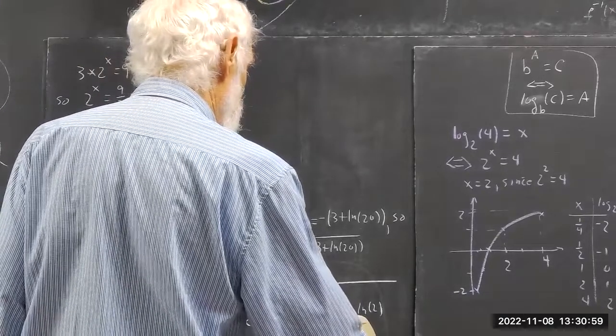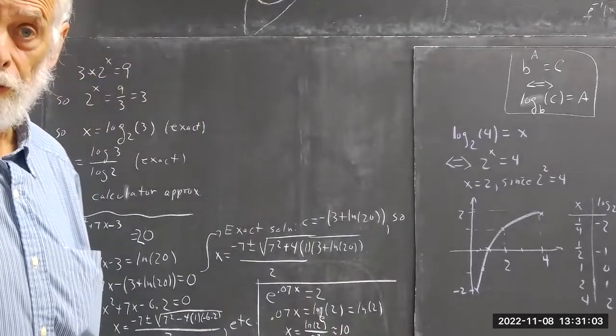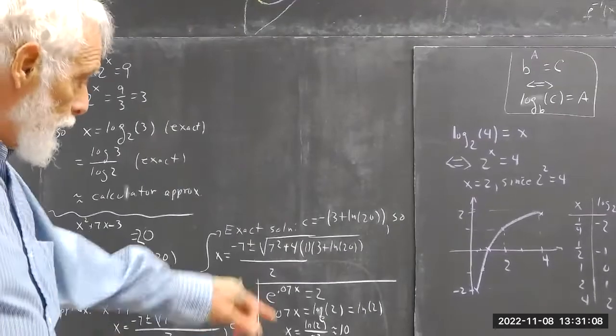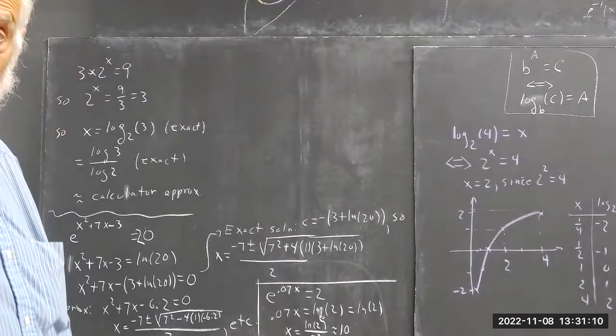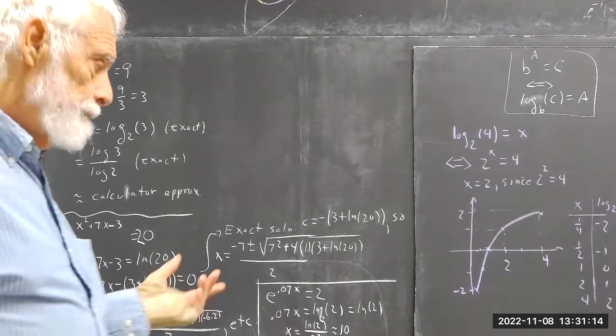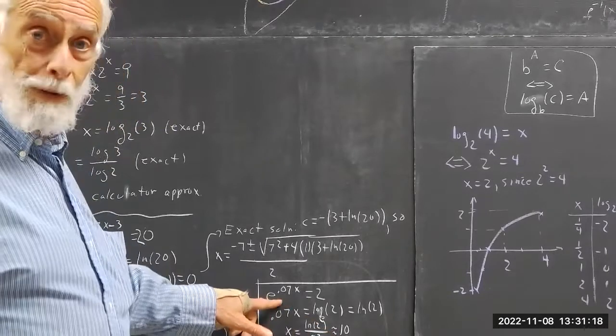So this turns out to be pretty close to 10. So there's your exact solution. There's your approximate solution. Now this has some real implications. Implication being that 10 is the doubling time for this.